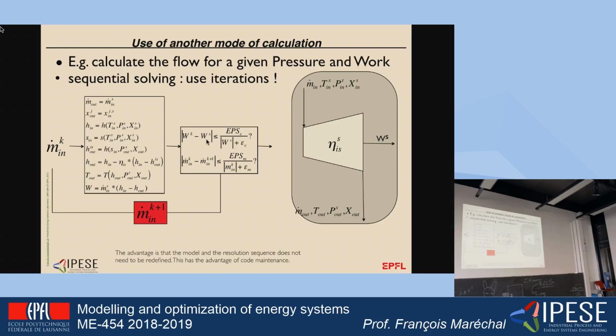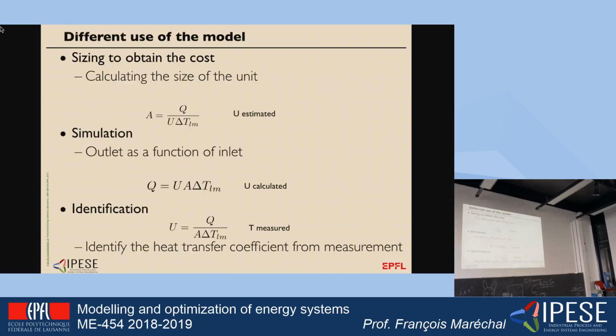Okay, so now what it means, on the one hand, is that the simultaneous approach just changes the set of equations of specifications. In the case of the sequential approach, you either change the sequence or add a loop on top of the sequence. Okay? And don't forget that as soon as you do a loop, you will have to test the convergence, not only on the specifications, but also on the variations of the variables that you can manipulate. But this will allow you to use the model for different purposes.